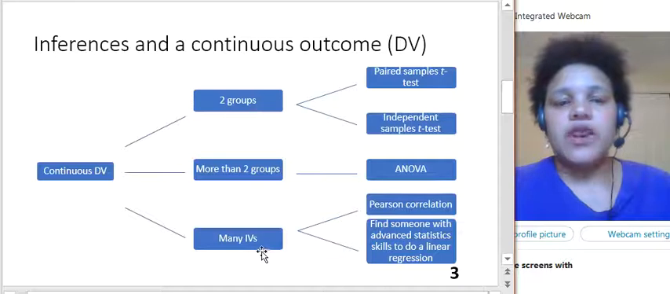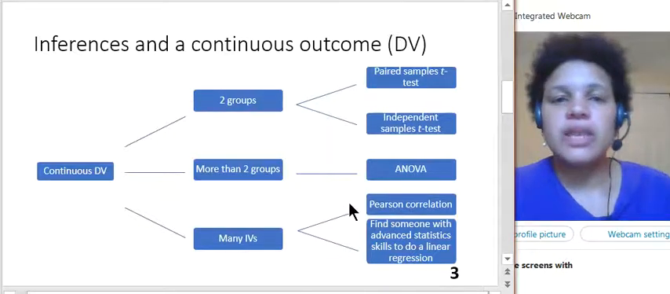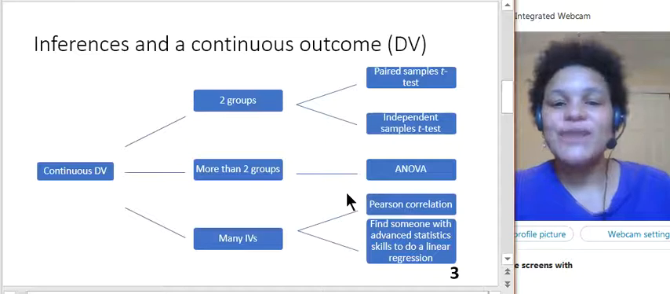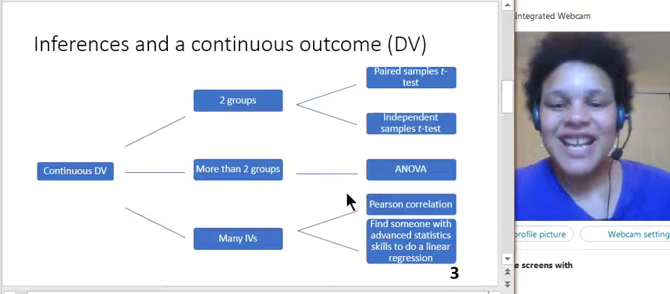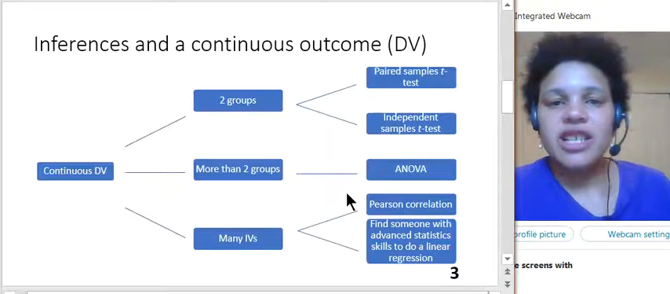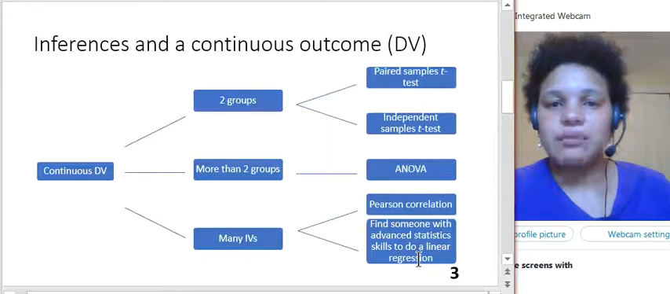If you have many independent variables, then the most basic analysis you could do is a Pearson correlation, and that would generate a correlation matrix. And you could see how your dependent variable relates to your many independent variables. Now, another option is you can find someone with advanced statistics skills and ask them to do a linear regression. So Pearson correlation is the most basic approach, and a linear regression is more advanced, but probably the most common when there are many independent variables.